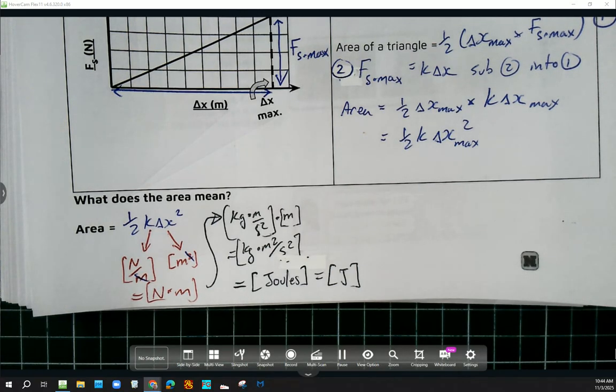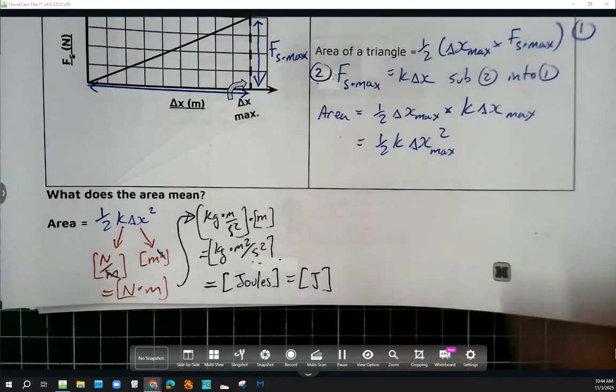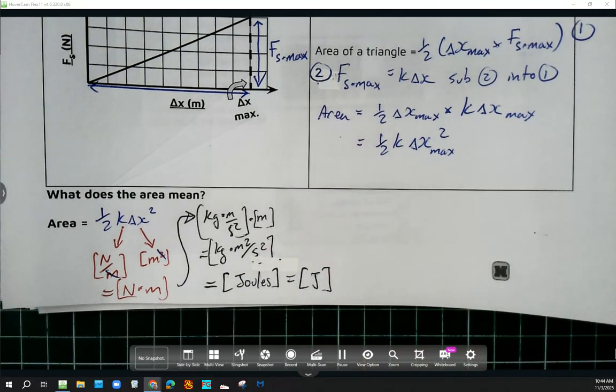And you can store energy in a rubber band, if you like. You could store energy in a spring. And nobody's surprised by that, because if you take a spring and you squish it down and then let it go, it's going to spring away. It must have energy stored inside of it.